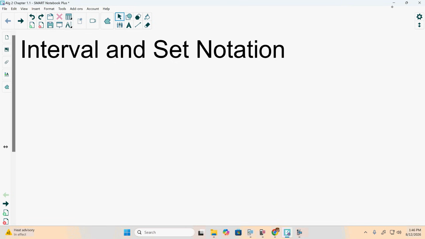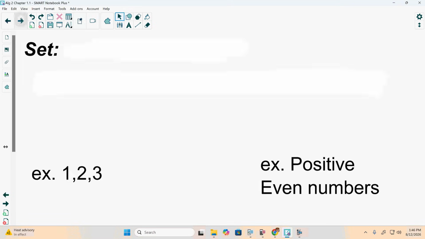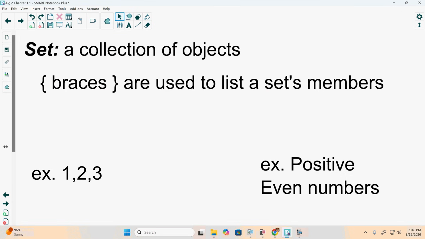Now, the first thing we're looking at is interval and set notation. That's what 1.1 is going to be over. The first thing we're going to try to figure out is, what is a set? A set is a collection of objects. That's all a set is, a collection of objects.